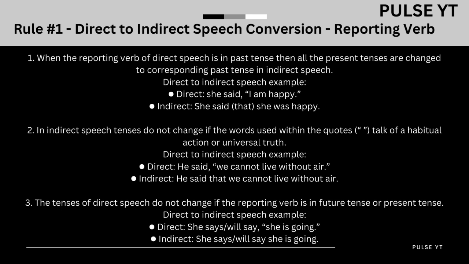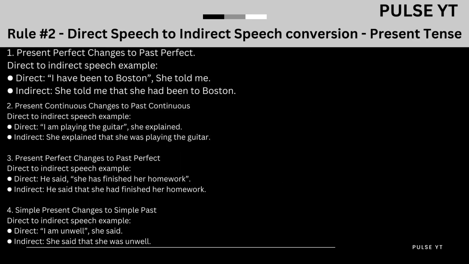Rule number 2, direct speech to indirect speech conversion, present tense. 1. Present perfect changes to past perfect. Direct to indirect speech example. Direct: "I have been to Boston," she told me. Indirect: She told me that she had been to Boston. 2. Present continuous changes to past continuous. Direct to indirect speech example. Direct: "I am playing the guitar," she explained. Indirect: She explained that she was playing the guitar.